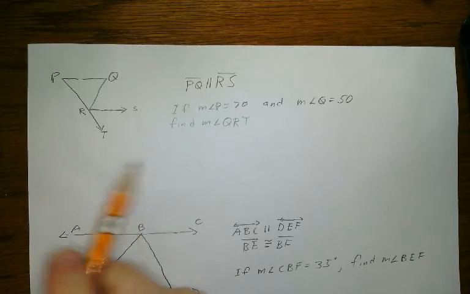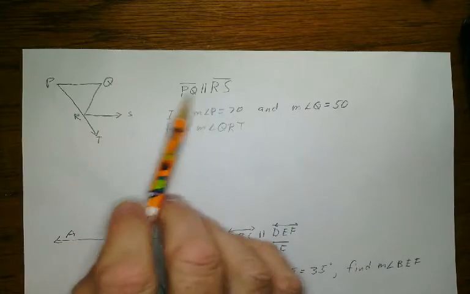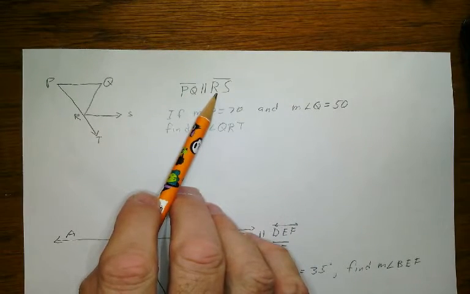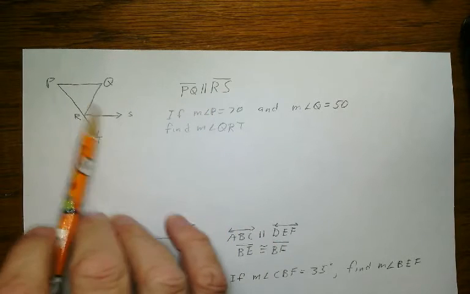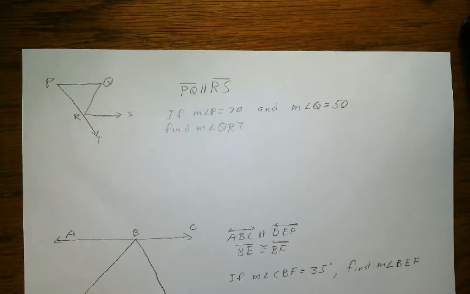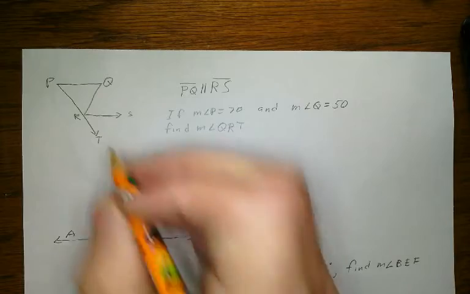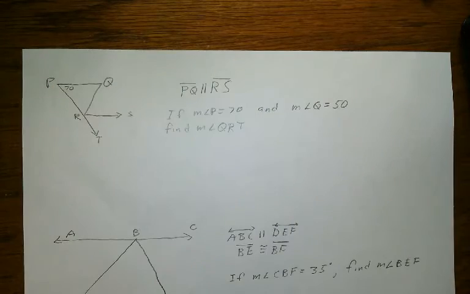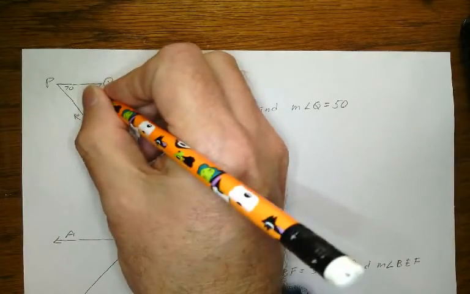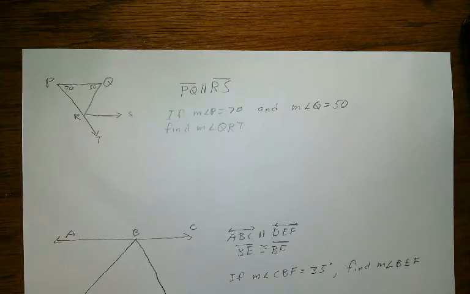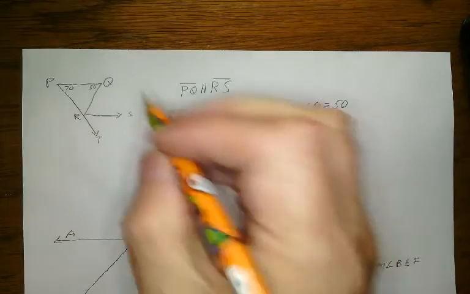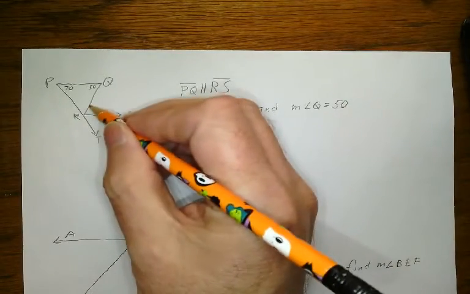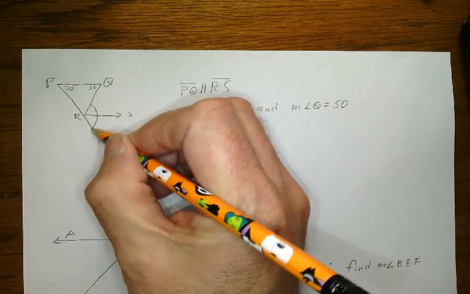Now, look at the diagram we have here. PQ is parallel to RS. Here's PQ, here's RS. They're parallel. And what are we given? We're given P is 70. And we're given Q is 50. And we're trying to find QRT. We're trying to find that angle right there.